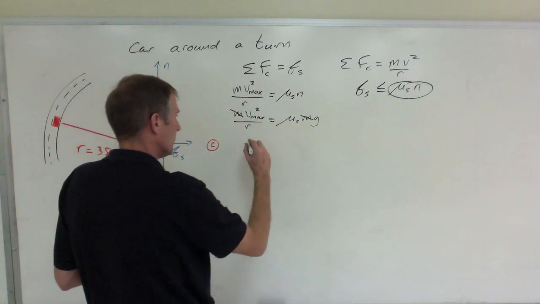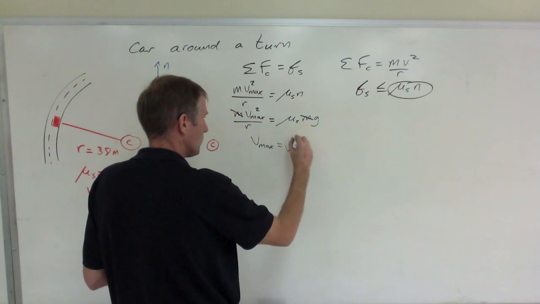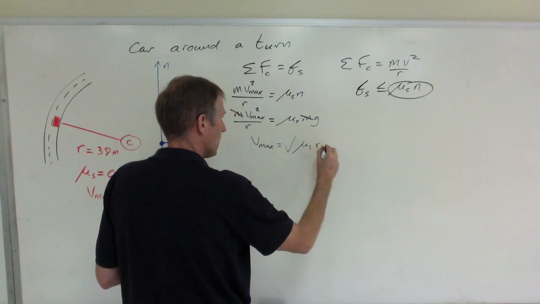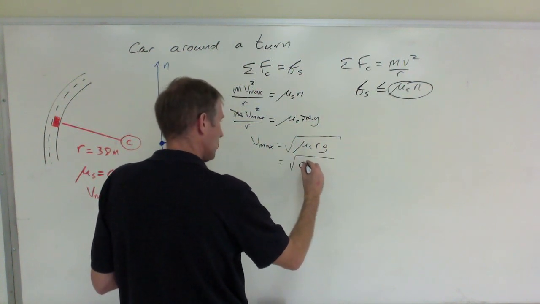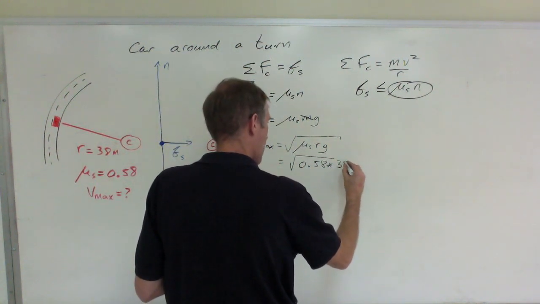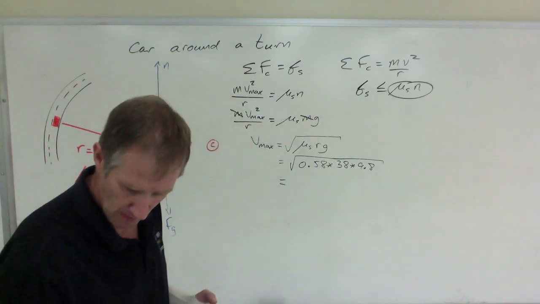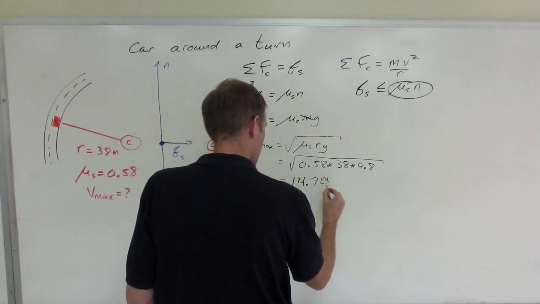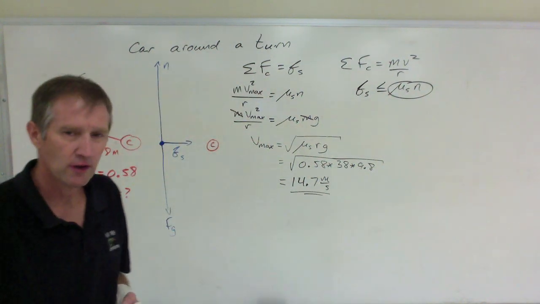Now I solve for the maximum speed. Remember, this is v squared, so take the square root. Multiply both sides by r. So that's going to be mu times r times g. It's the square root of mu, which I said is 0.58, times r, which is 38, times g, which is 9.8. And that came out to be 14.7 meters per second. Just so you know, that's around 30 or so miles per hour.